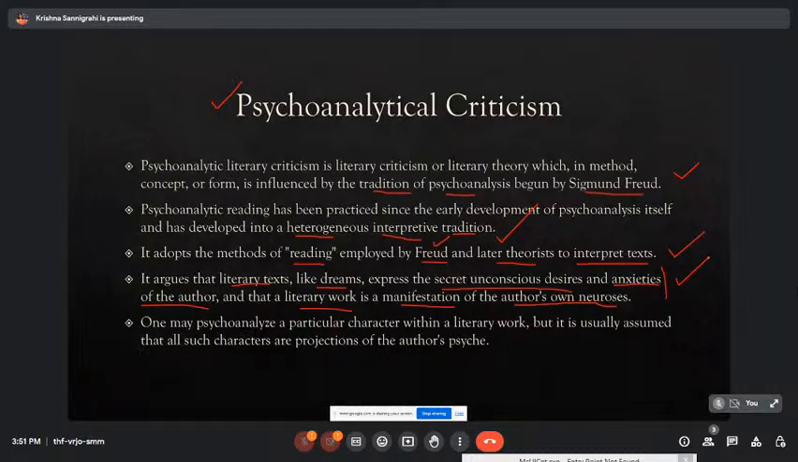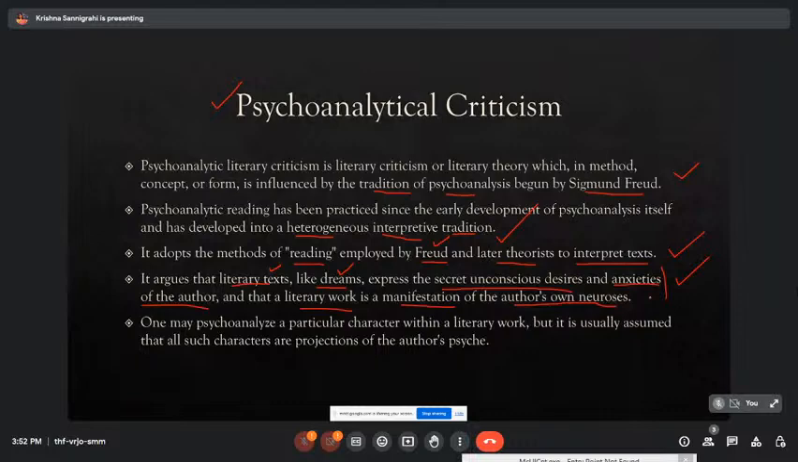Or else, what happens usually when we are in fear, we see that we could not finish the question paper on time, we could not understand the question paper, and then we are crying, we are in a difficult situation. So our dreams are aligned to our thoughts, to the incidents or things which are happening around us right now. And psychoanalytic criticism is stating that literary texts, like dreams, give an opening to our secret unconscious desires, of which perhaps we are not aware right now, but somewhere down the line they come into existence through our dreams. So the dream is equated with literary texts, and it is stated that literary texts also express the secret unconscious desires and anxieties of the author, and that a literary work is a manifestation of the author's own neurosis.